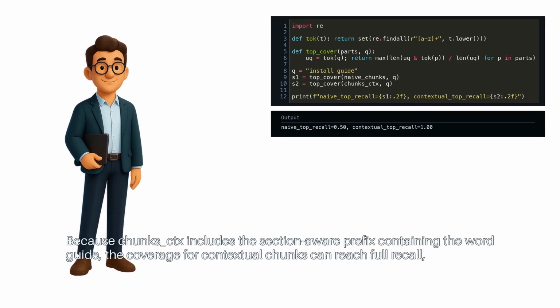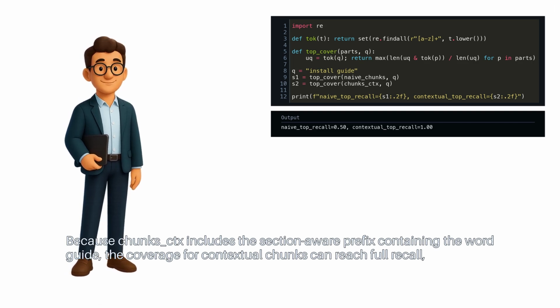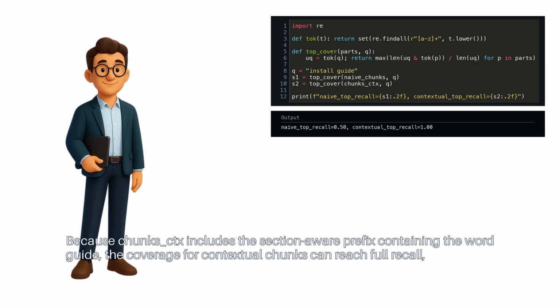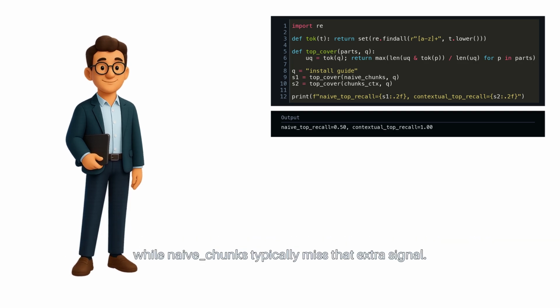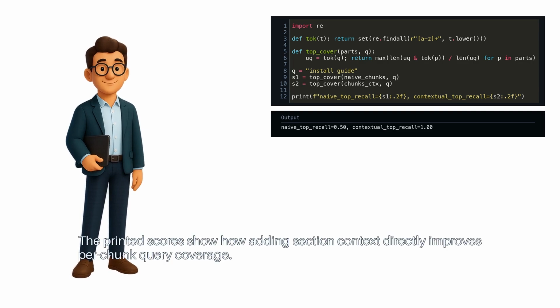Because chunks_CTX includes the section-aware prefix containing the word guide, the coverage for contextual chunks can reach full recall, while naive chunks typically miss that extra signal. The printed scores show how adding section context directly improves per chunk query coverage.